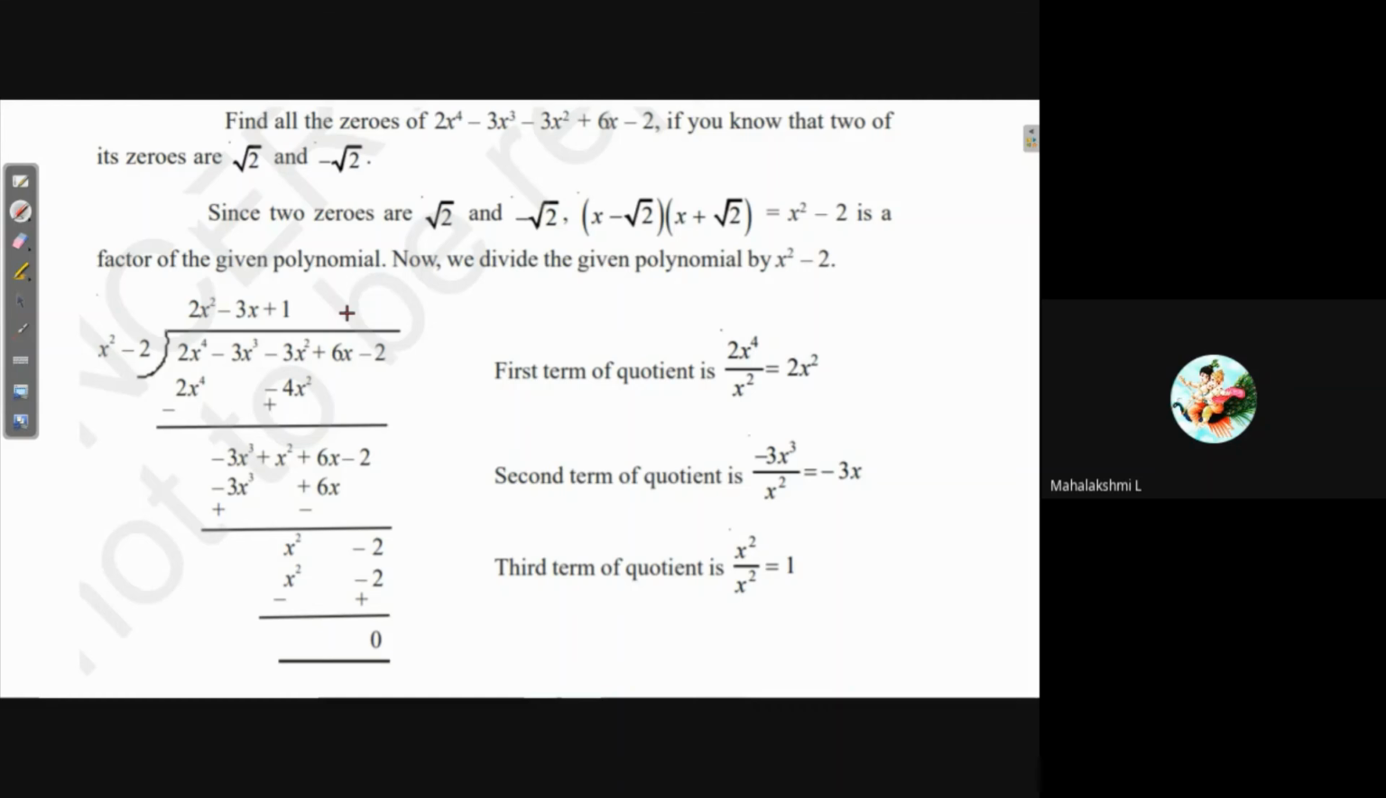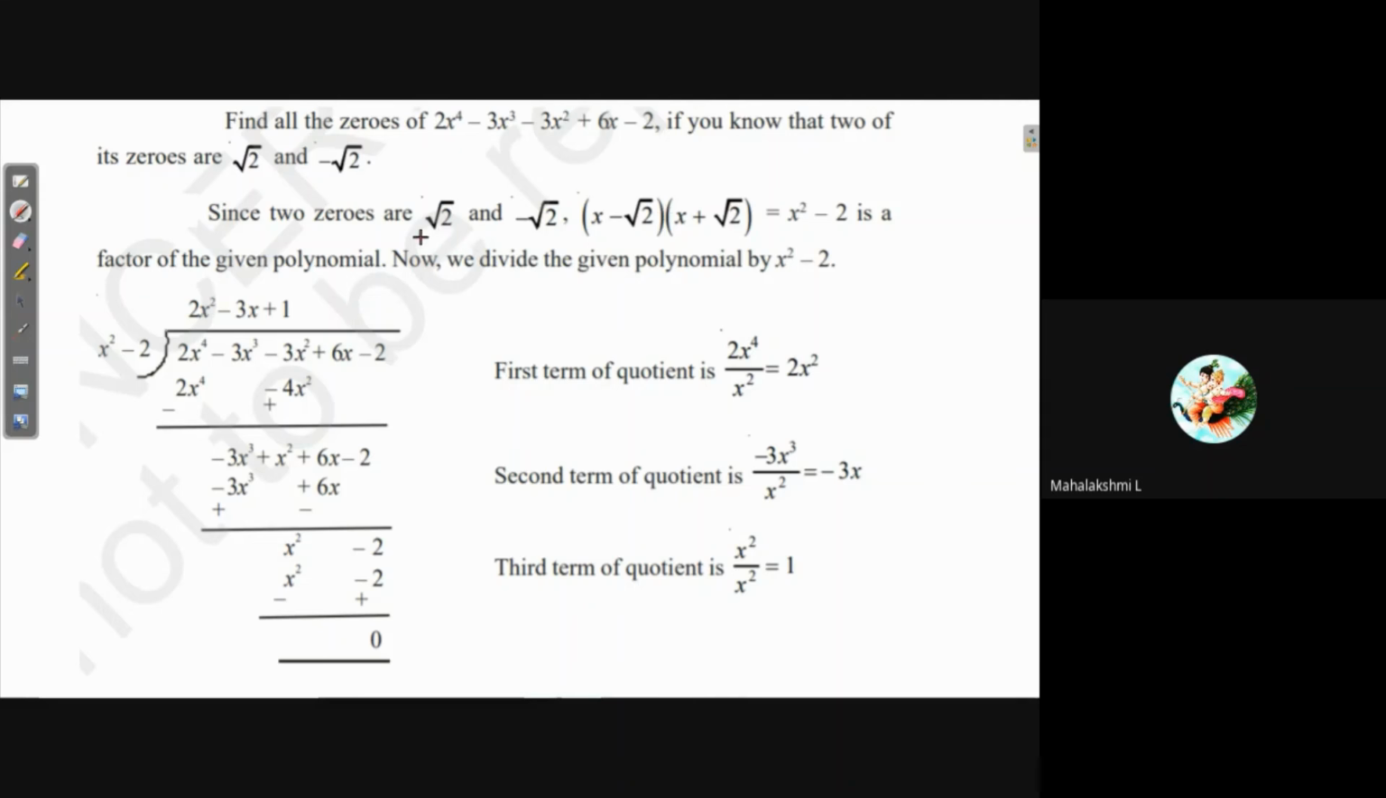This is one of your NCERT example problems, which is there in your very own textbook. I have taken this problem just to explain what kind of problems you can have based on the division algorithm. That's all about what I'm going to do now.